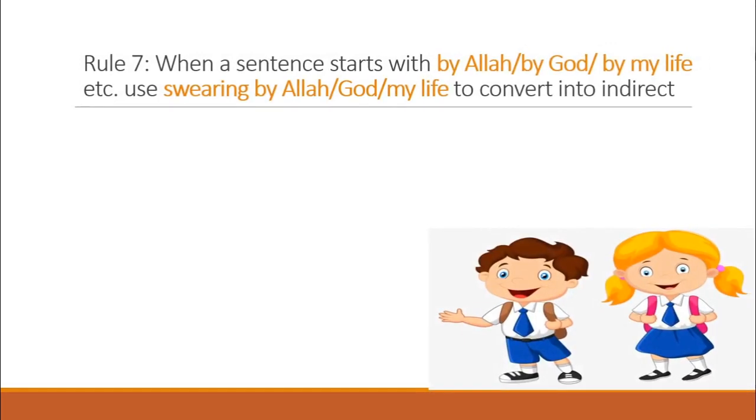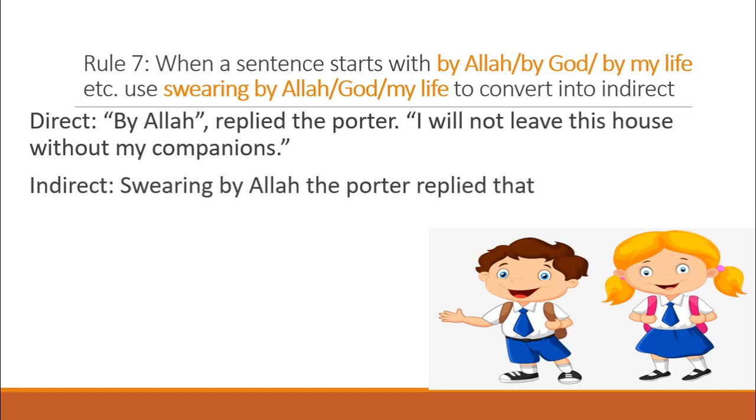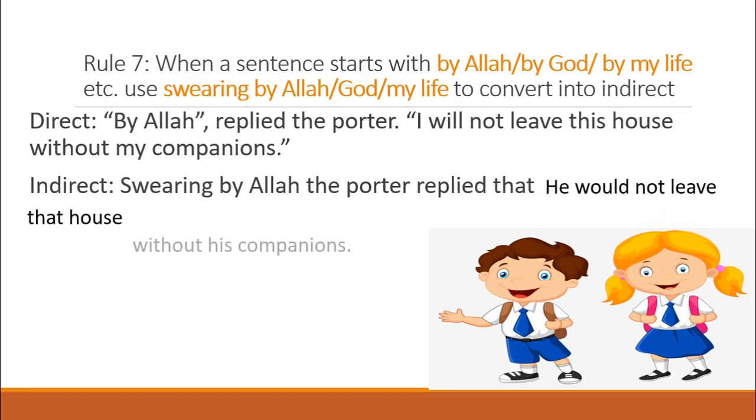Rule number 7: when a sentence starts with "by Allah," "by God," "by my life," etc., use "swearing by Allah," "God," or "swearing by my life" to convert it into indirect. Say, "By Allah," replied the porter, "I will not leave this house without my companions." So let's convert this sentence. Swearing by Allah, the porter replied that he would not leave that house without his companions.